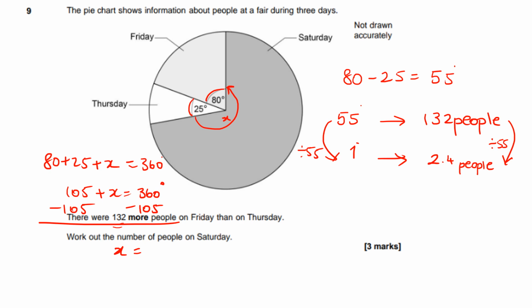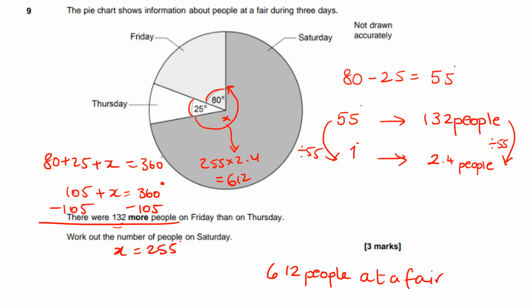x would be 255 degrees. So if this section is 255 degrees, and if I do 255 times 2.4, that's going to give me the number of people who are going to be at this fair, and it's going to give me 612. There are 612 people at a fair on Saturday. And that's how we get full marks from this question.